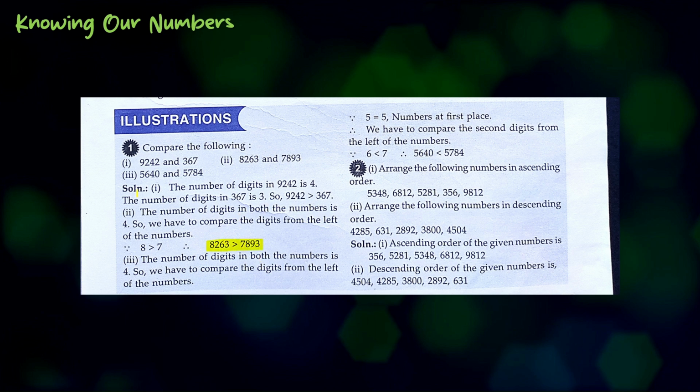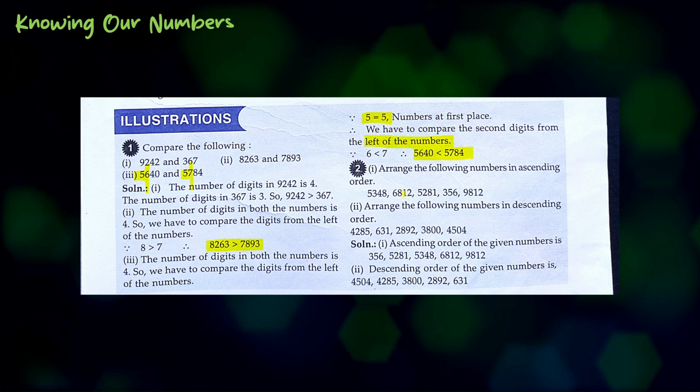That's the third sub question. The number of digits in both the numbers is 4, so we start by comparing the leftmost digit, and this is 5, this is also 5. So 5 is the same, and we have to go to the next. Compare the second digit from the left of the number. It is 6 and 7. So 6 is lesser than 7. So 5640 is lesser than 5784. That's how we solve comparing numbers.